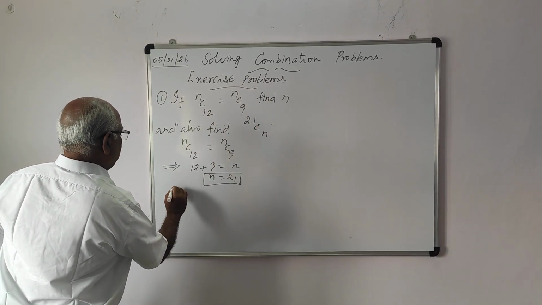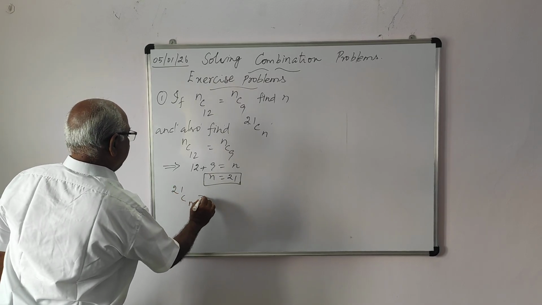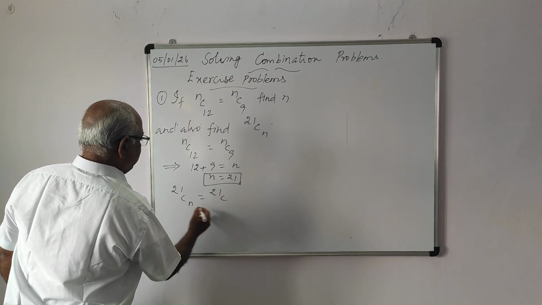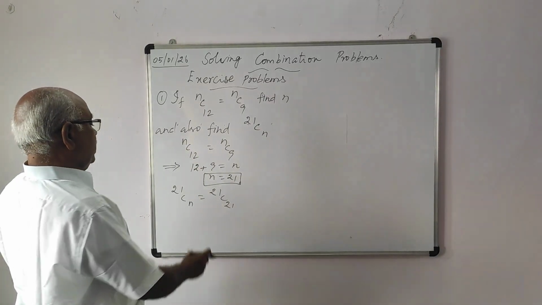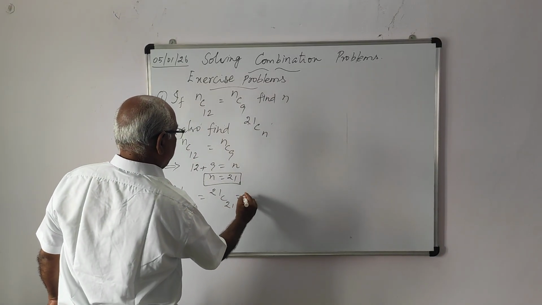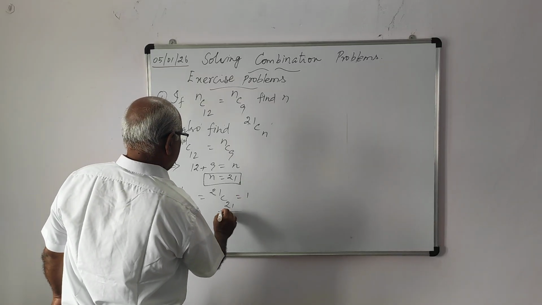second, 21Cn is equal to 21C21, since n is 21. nCn is equal to 21C21 is equal to 1. That's all about the problem.